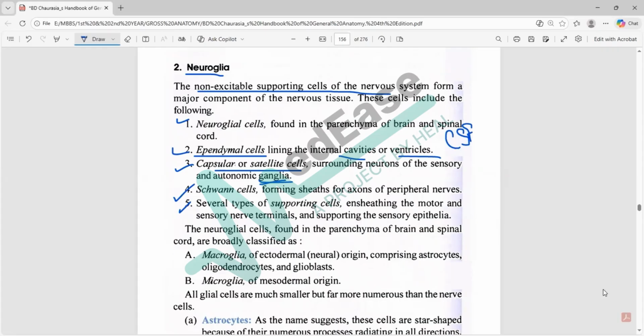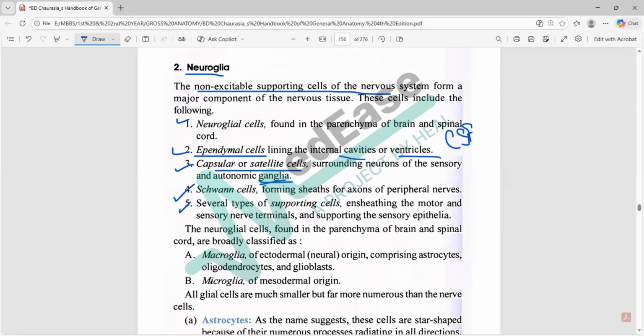Now, continuing with it, we have the capsular cells, which are the most important one, and these belong to the autonomic nervous system containing ganglia. Now, what is the ganglia? Ganglia is mainly the collection of the neuronal cell bodies in a particular location of our body, and this will be mainly surrounded by the specialized structure which we call the capsular cells.